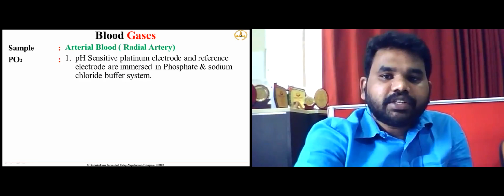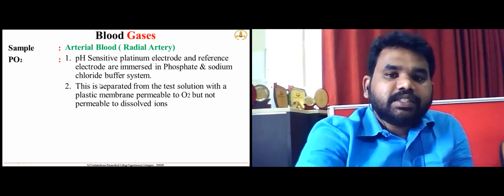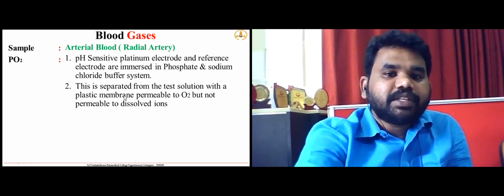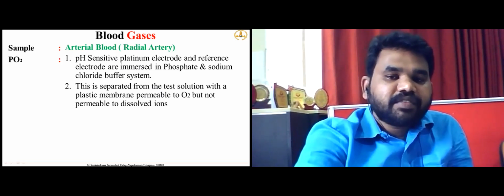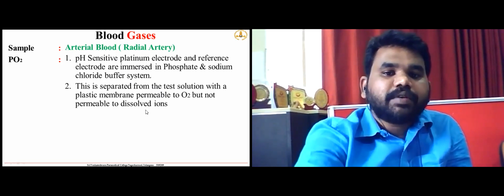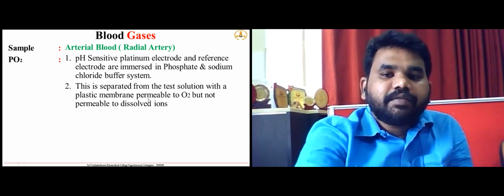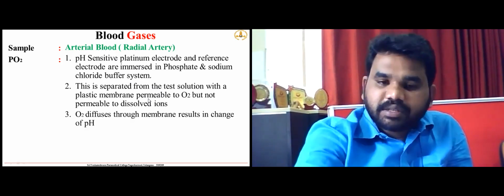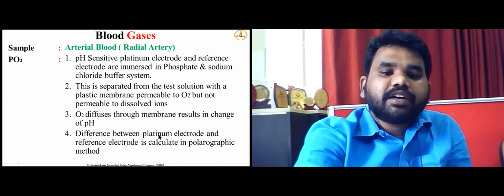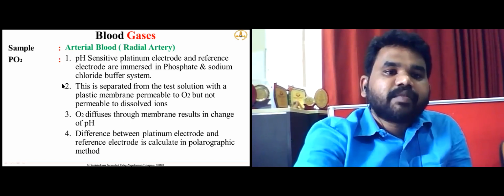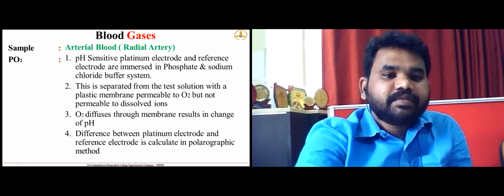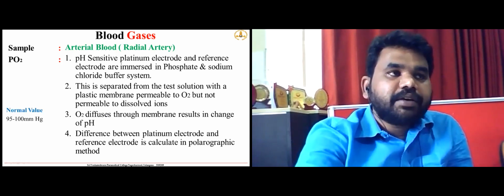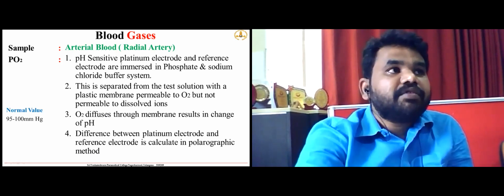Here we have a phosphate and sodium bicarbonate buffer system, and both are separated from the test solution by a plastic membrane, same as in the PCO2. From the sample only oxygen can diffuse; no other dissolved ions can diffuse through that membrane. When oxygen diffuses through the membrane, it results in a change, and the difference between the platinum electrode and the reference electrode is calculated by the polarographic method, whereas in the previous PCO2 it is the semi-logarithmic method. The normal value of PO2 is 95 to 100 mm of Hg.